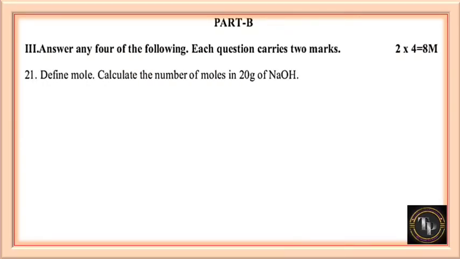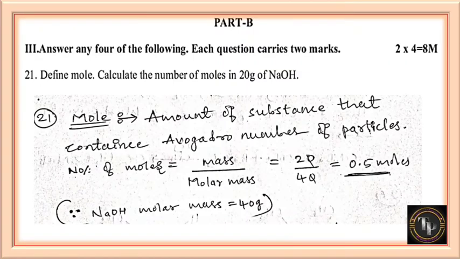Define mole. Calculate the number of moles in 20 gram of NaOH. Amount of substance that contains Avogadro's number of particles, that is called mole, and number of moles is always equal to mass divided by molar mass. 20 gram of NaOH they have given, so 20 divided by molar mass of NaOH, which is 40. 20 divided by 40, if you do, you will get 0.5 moles. So number of moles present in 20 gram of NaOH is 0.5 moles.